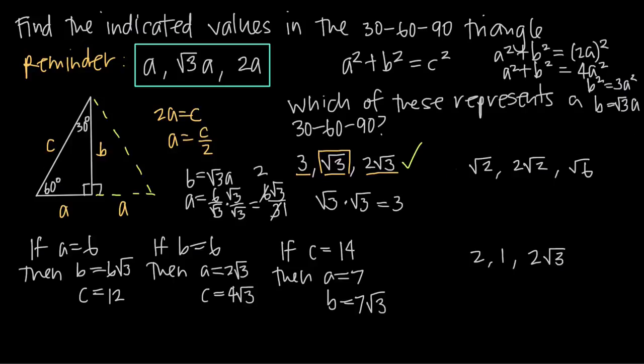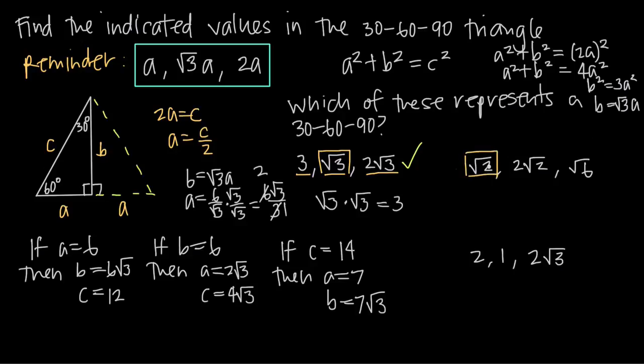If we look at this set of side lengths here, we have square root of 2, 2 square root of 2, and square root of 6. Do these three side lengths represent a 30, 60, 90 triangle? Well, we need to identify the smallest value. So square root of 2 is obviously smaller than 2 times the square root of 2, and it's also going to be smaller than the square root of 6. So we know right away that this is the length of the shortest side.